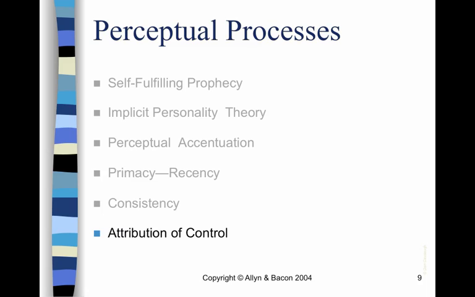Last but not least is the attribution of controllability. We tend to dislike people if they were in control of negative behaviors. So if we know, for example, somebody was hammered, they were wasted, they didn't care, and they got behind the wheel and drove, we're not going to think kindly about them. We're going to just think they're a loser.